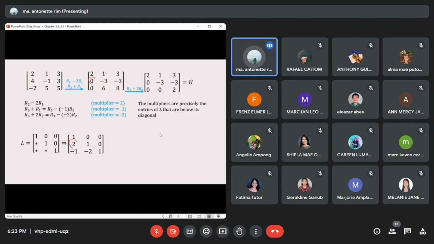For the operation that made an entry 0, our multiplier is positive 2, so we substitute 2 here. For the next one, we put negative 1. And in the third row, second column, we put negative 2 for the third multiplier. That is the form of our L.